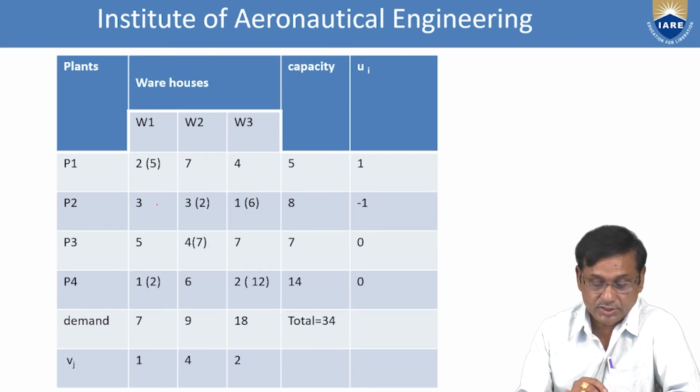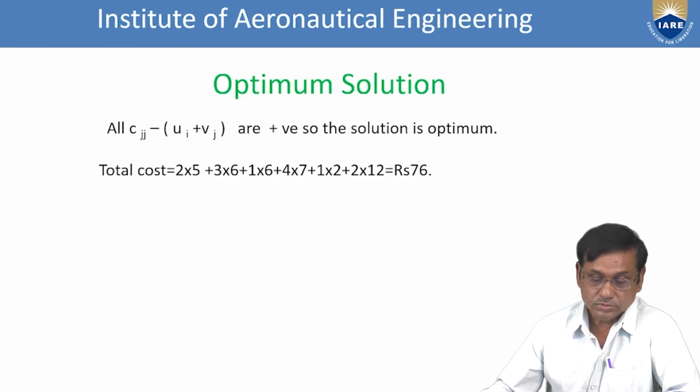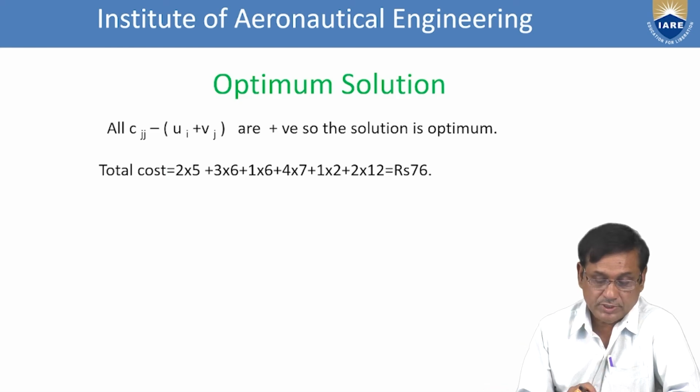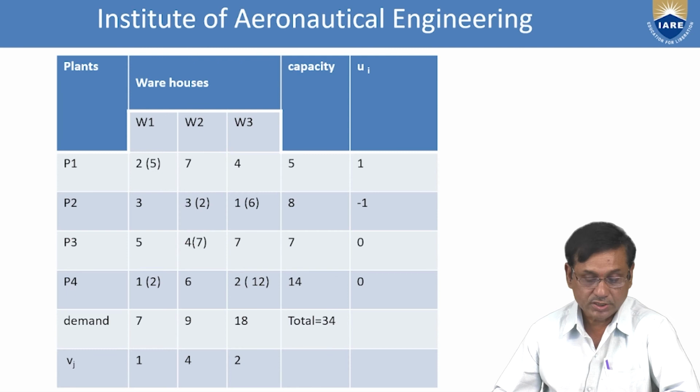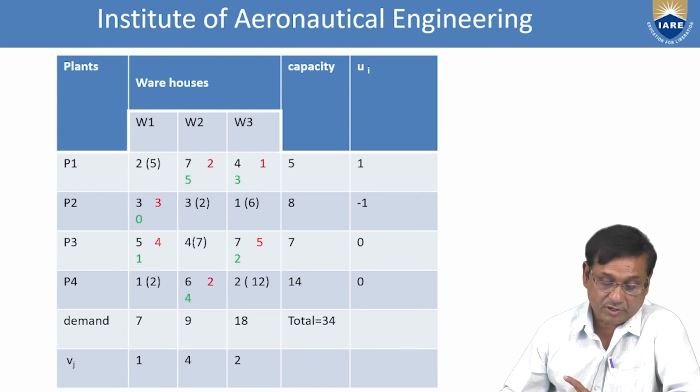So now this is the final allocation. After forming the loop and transferring the units, the solution becomes 5 units here, 3 units here, 6 units and 7 units here, and 2 units here and 12 units here. And the corresponding cost is 25. So this is the allocation. Then we transfer the units, and this is the initial solution. Again, we have to check for optimality.